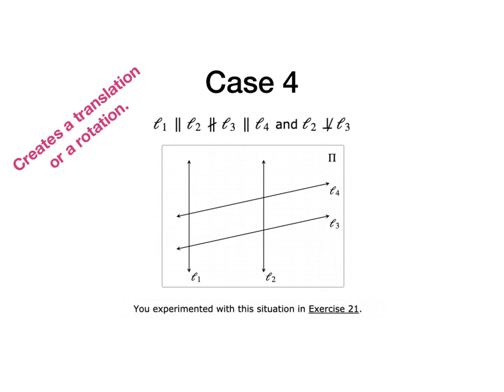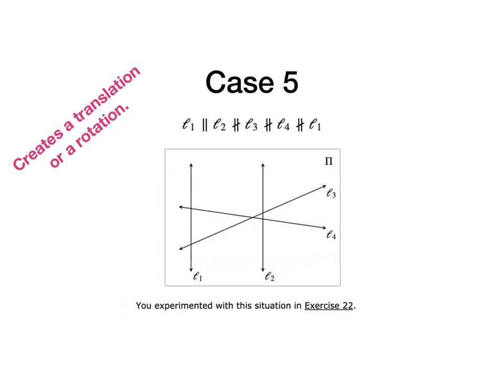In the 4th case, I have 2 sets of lines that are parallel, but they are not parallel to each other, and also they're not perpendicular to each other. This will result in a translation or a rotation, and it depends on the order in which you do these reflections. In the 5th case, I have 4 lines, and L1 and L2 are parallel, but they are not parallel to any of the other lines. So you can see it, this is represented in this figure right here. Depending upon the order in which I do this, I will either get a translation or a rotation.